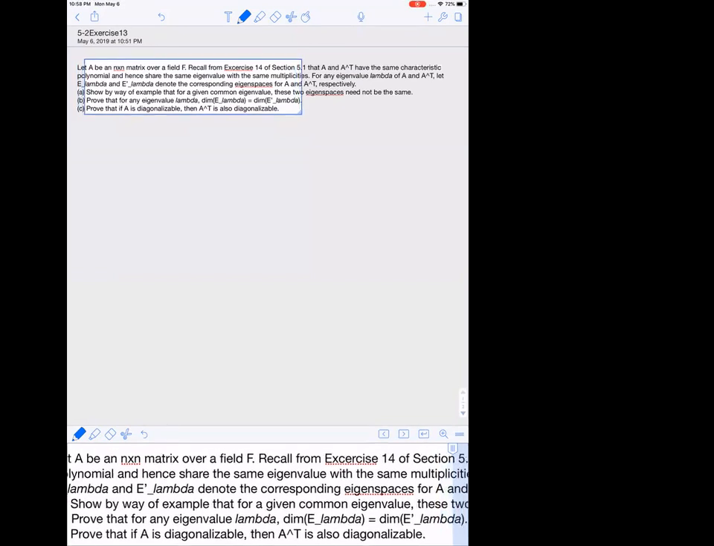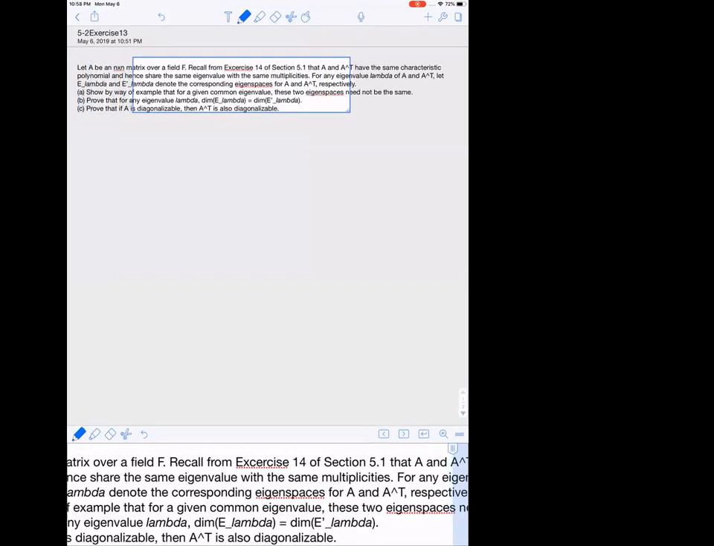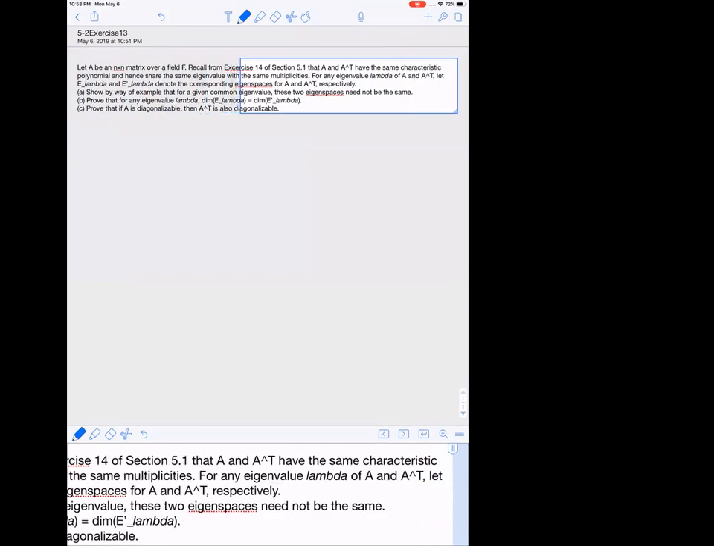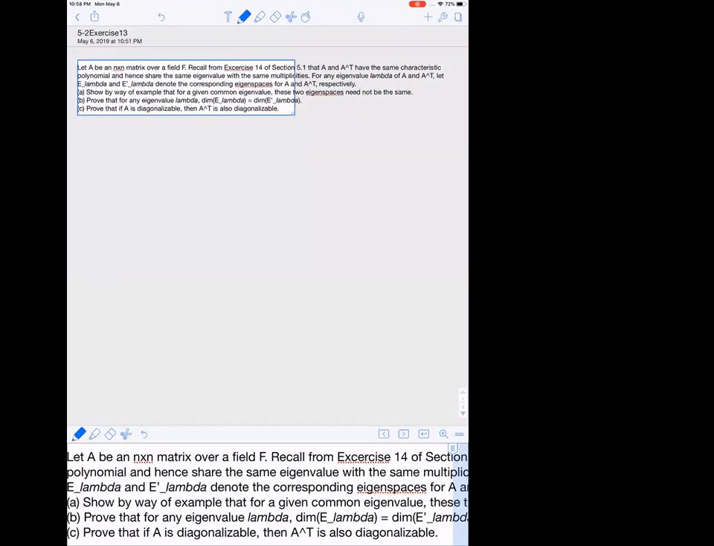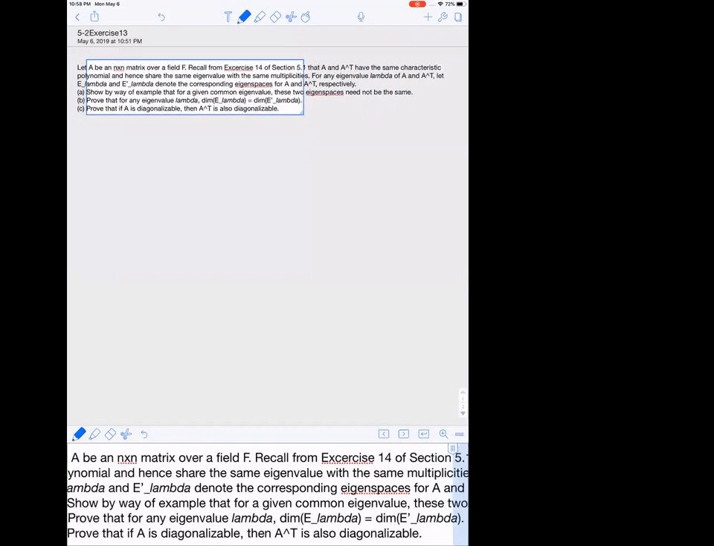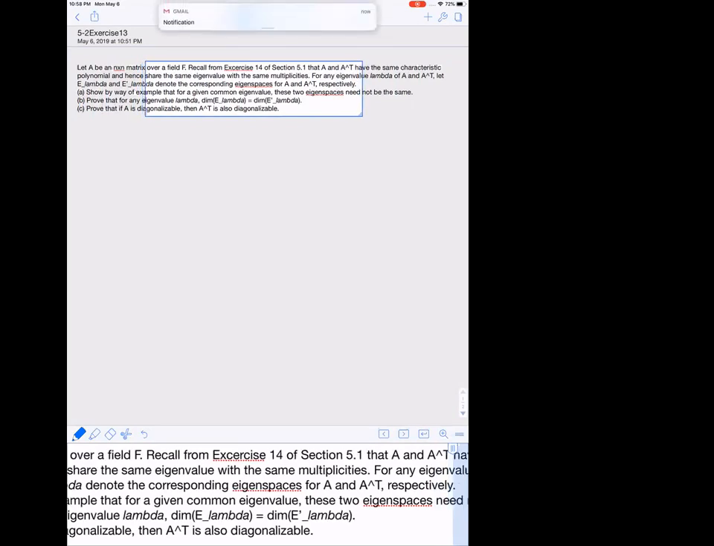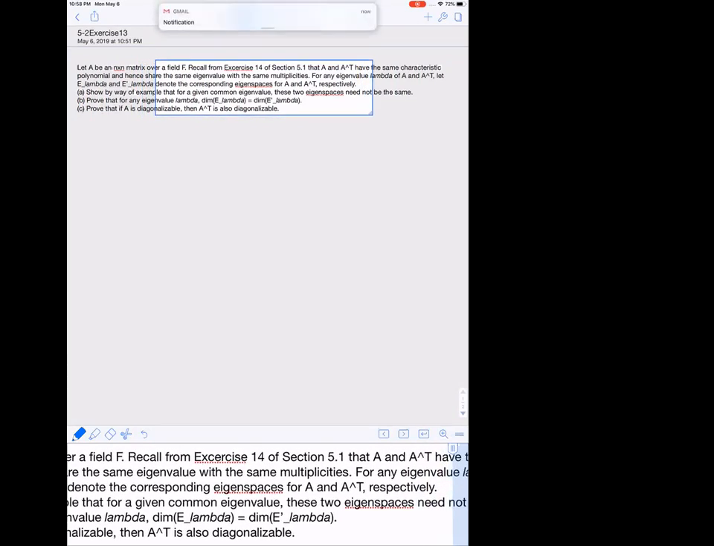Then it says recall from a previous exercise, exercise 14 of the previous section 5.1, that A and A transpose have the same characteristic polynomial, and hence share the same eigenvalues, with the same multiplicities. So that's a given. That's something that we're supposed to know from a previous exercise, although perhaps we can someday talk about those solutions as well, or you can work on that exercise on your own.